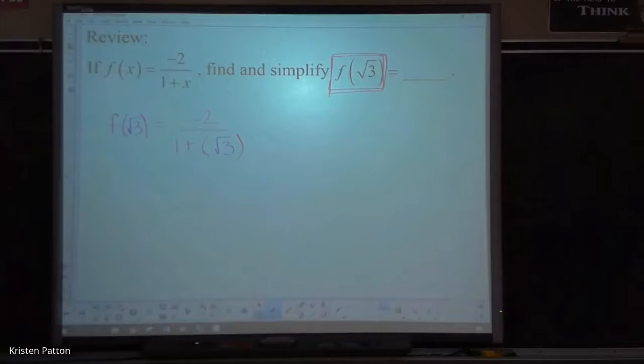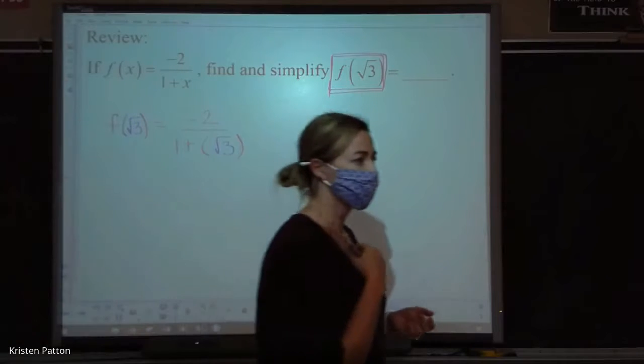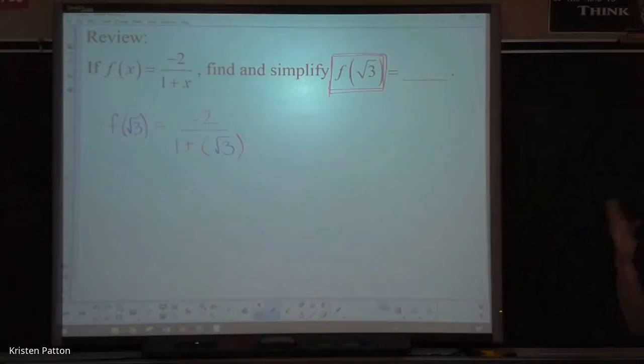If they said find f of 0, we'd go plug in a 0. If they said find f of 2, we'd go plug in a 2. They just said find f of radical 3. That means go plug in a radical 3. They're giving us an x value and they're asking us to find a y. That's what function notation is. We found it, right? We said, there it is.